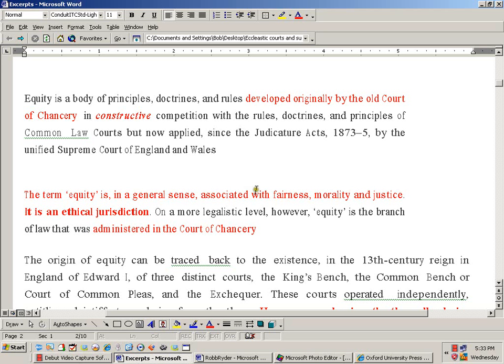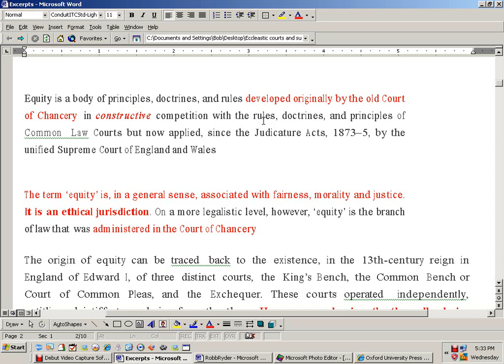Equity is a body of principles, doctrines, and rules developed originally by the old Court of Chancery. There you go. It's all about chancery. In constructive competition with the rules, doctrines, and principles of common law, courts now applied since the Judicature Act, the Unified Supreme Court of England and Wales. So they're saying that the Supreme Court of England and Wales, the way I read this, is the court that has original jurisdiction in law and equity.